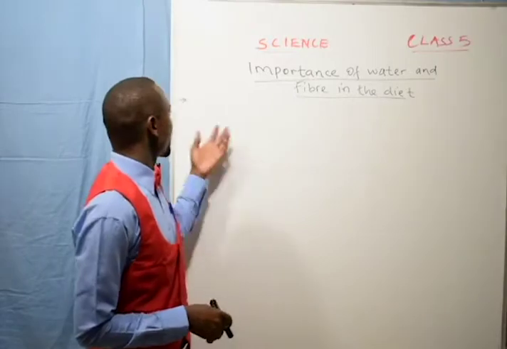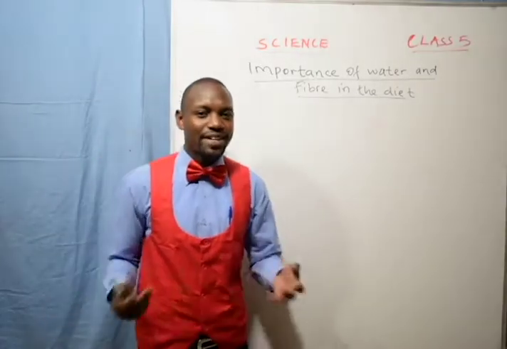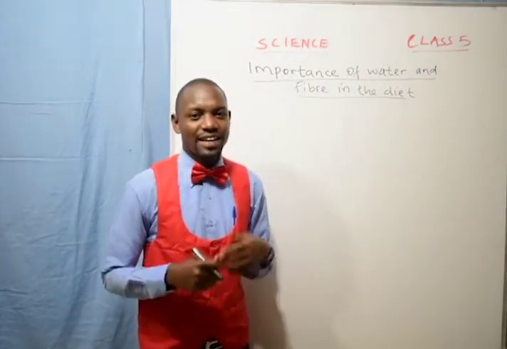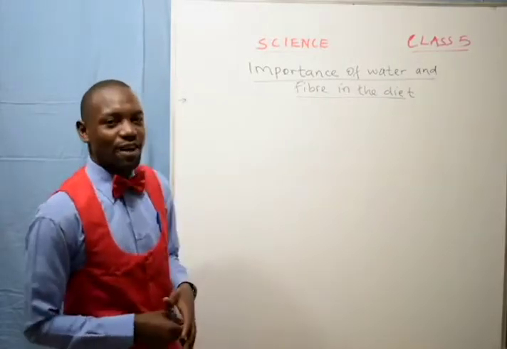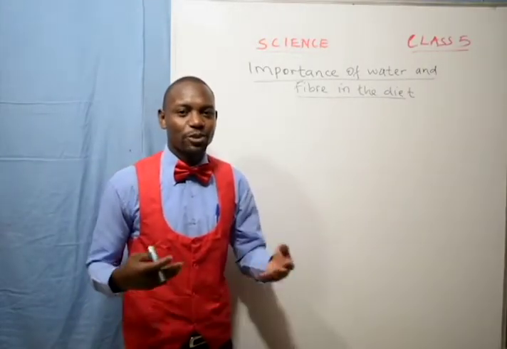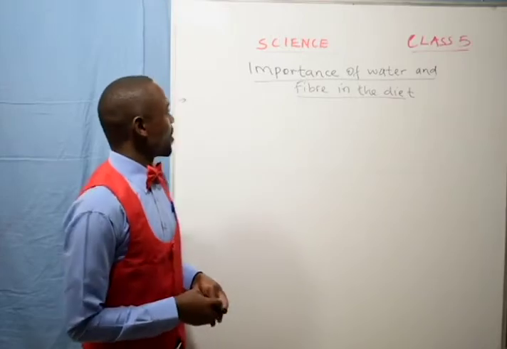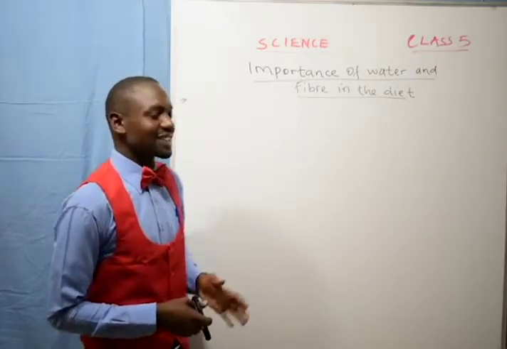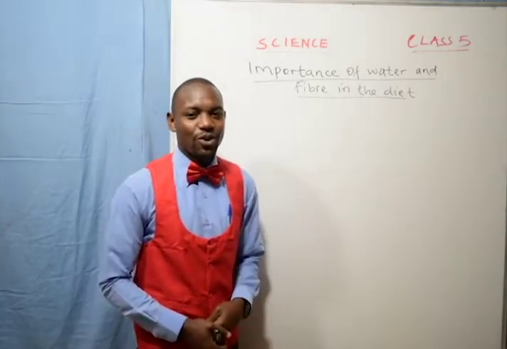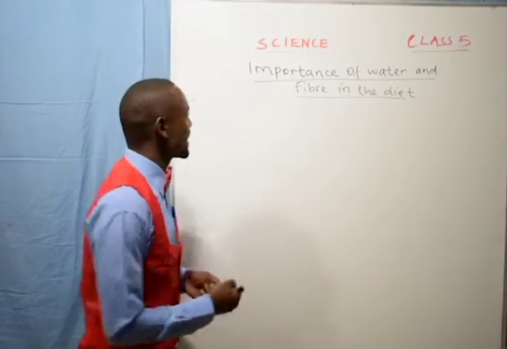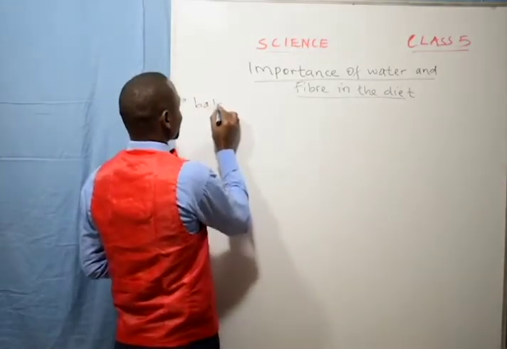We said also we have vitamins. Vitamins are mainly from fruits and vegetables. We said we also have fats and oils. We have also mineral salts. Now, we said that a balanced diet from class 4. Who can define for us the term balanced diet? What is a balanced diet?